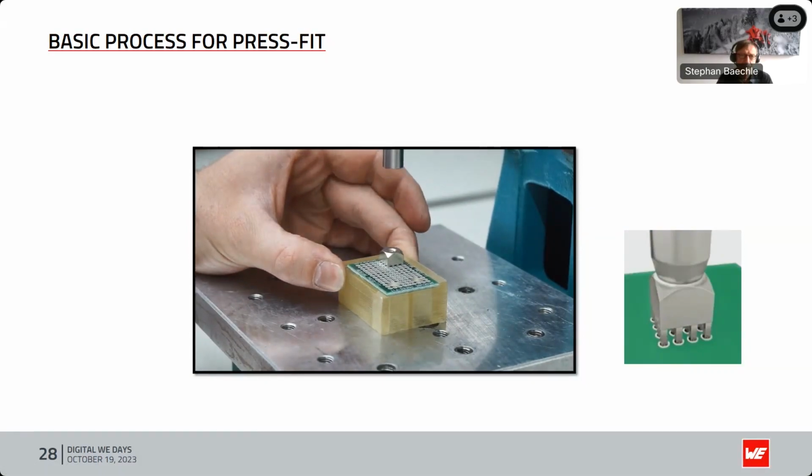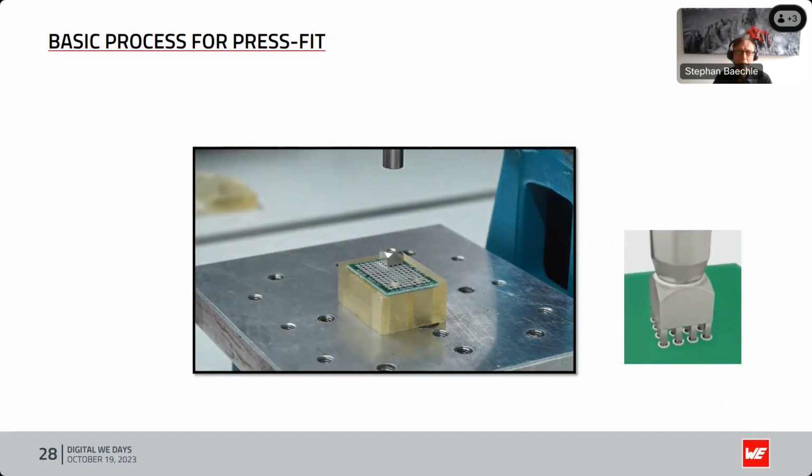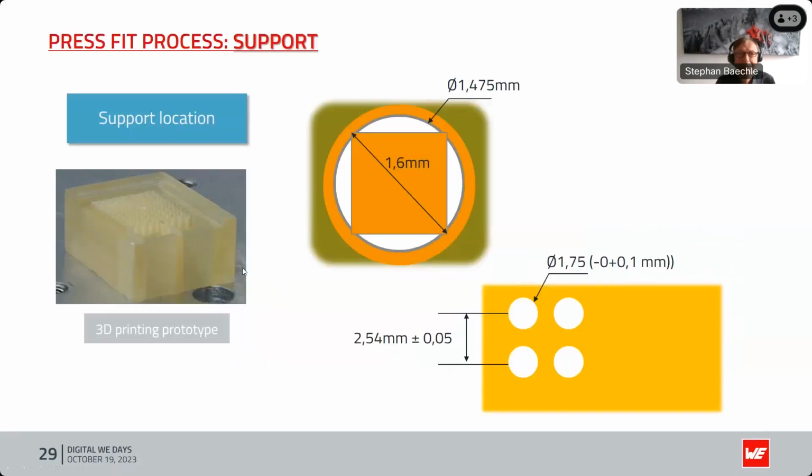So that's it. Now the control is coming. Just turn the PCB around and watch if the pins are looking out, then the press fit process is done in a good way. But you can see it was done with a proper support. This support, in this case, was made with a 3D printer. But we will have a closer look at the support later. Now we need a support location.